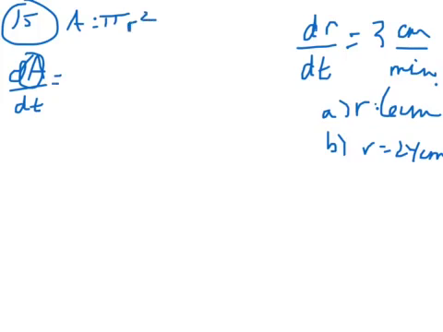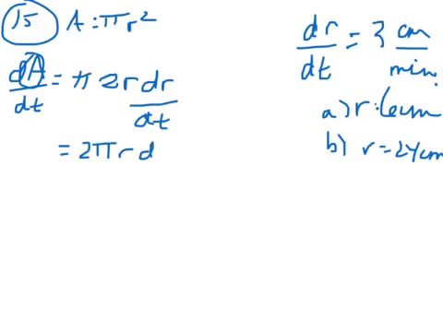So if I want the derivative of A with respect to time, pi is a constant. The derivative of r squared would be 2r, but I don't know what r is with respect to time, so I'll put dr dt. So I get 2 pi r, which, remember, is the circumference, times dr dt. It's pretty interesting just thinking about what you get here.